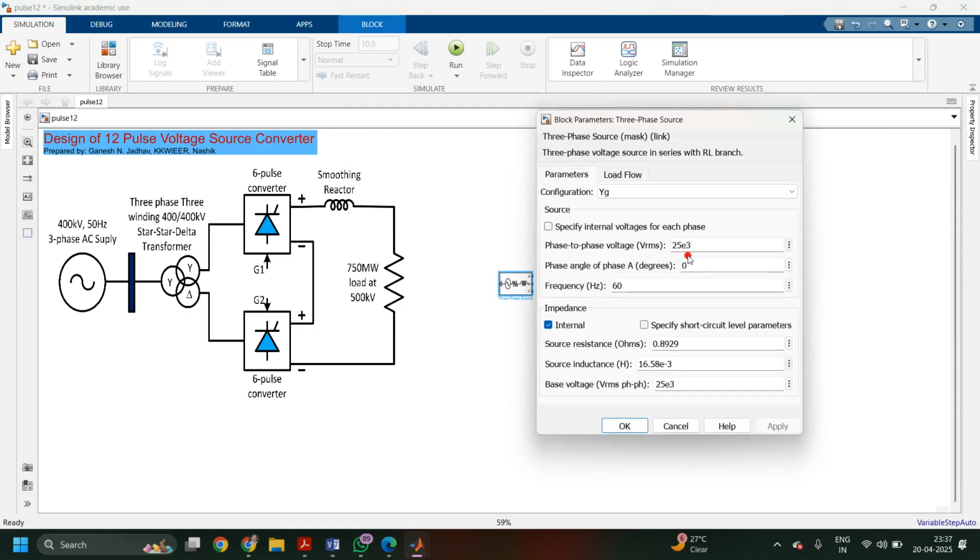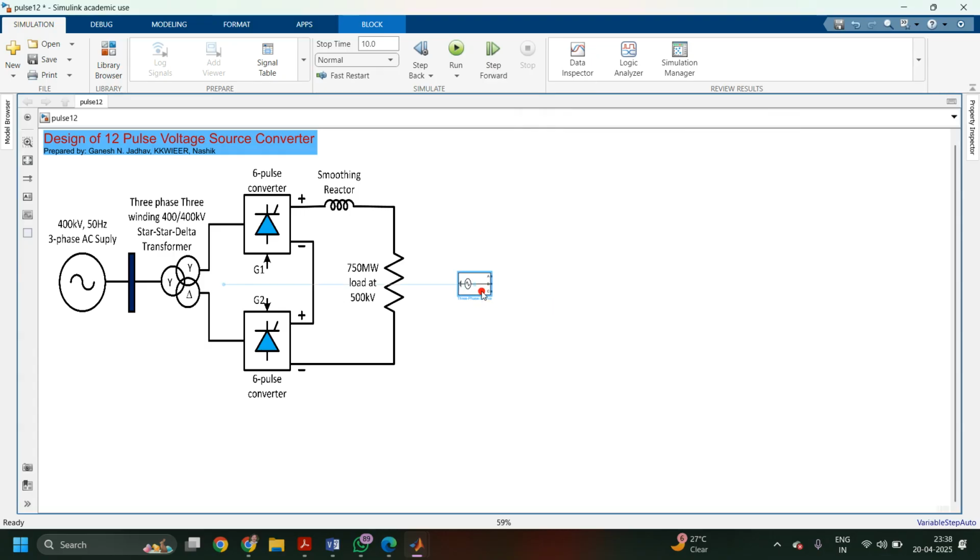In this three-phase AC source, we have to set this voltage to 400 kV, 400e3. Frequency will be set to 50 hertz. Resistance and inductance will be kept at 0, 0. Similarly, keep the base voltage at 400e3. Okay, so this is my source voltage.